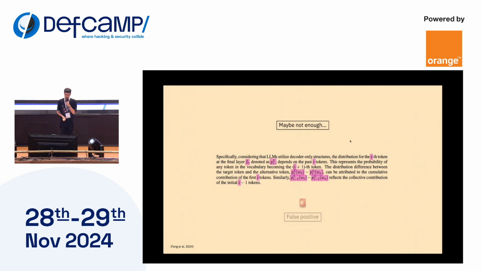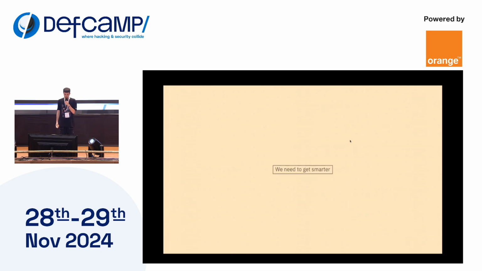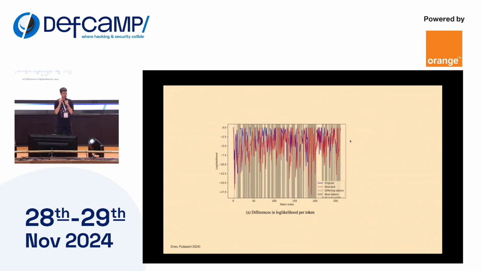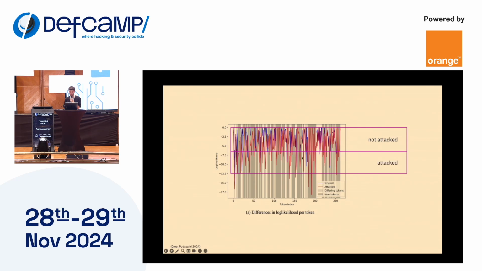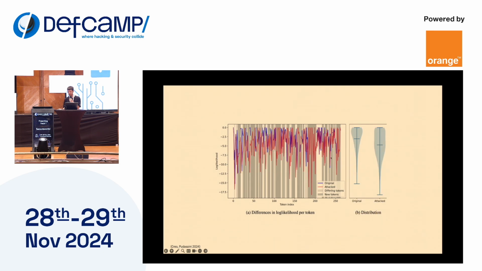Maybe what we could try to do is get a little bit smarter and start looking at the differences in likelihoods per token. Here you can see that when we attack a text, we have a different distribution in the probabilities of each of the tokens. When I don't attack the text, they are generally in this region, but when I attack them, they are in this region. In other words, we have a different distribution, right? Very good. Now, can we maybe use this?